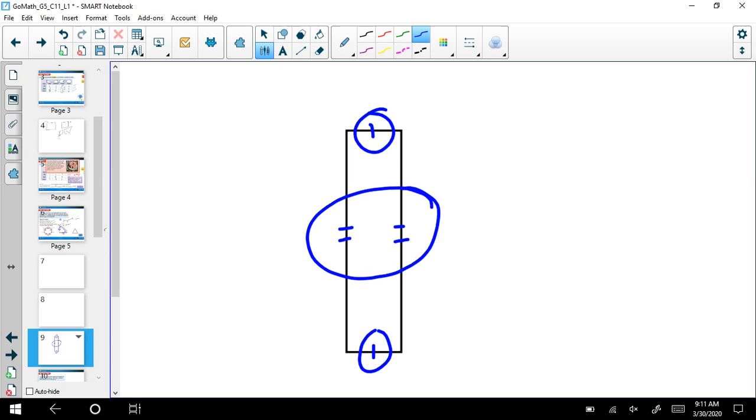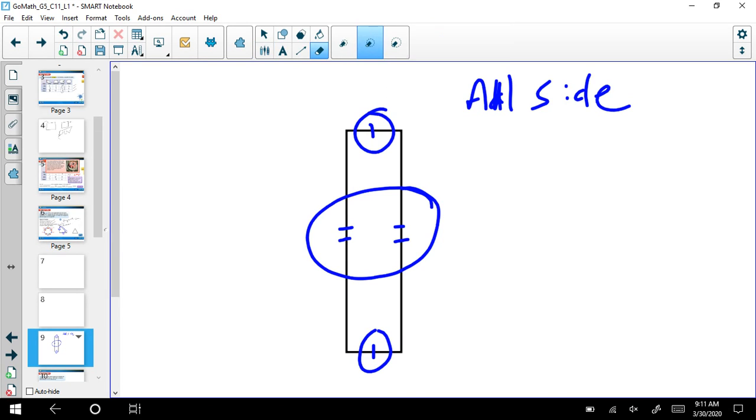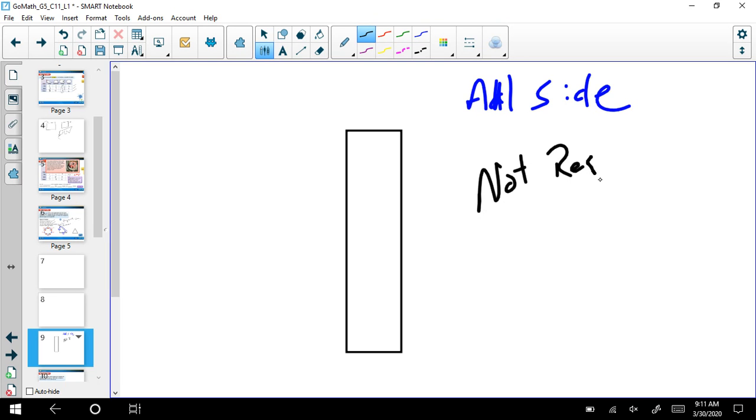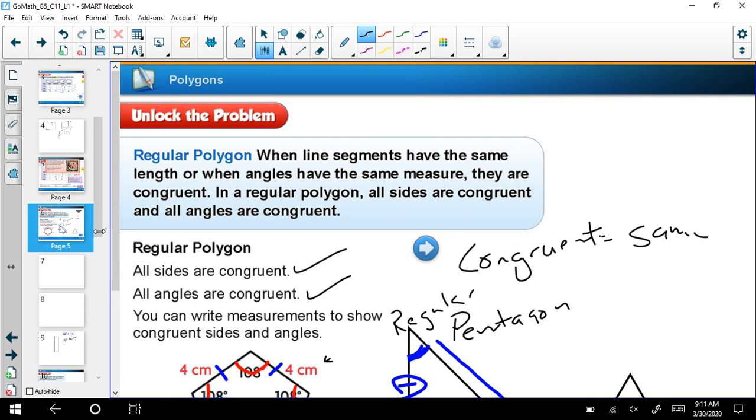The thing to remember is that for it to be regular, remember we said that all sides had to be congruent as well as all angles. So this one meets a lot of that criteria, except for the fact that, again, we don't have all four sides the same. We only have two different sets of congruent sides. So this, in fact, is not regular. All right, moving forward.